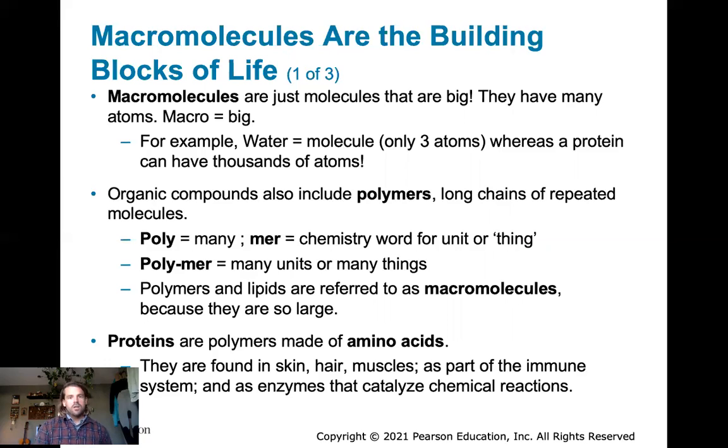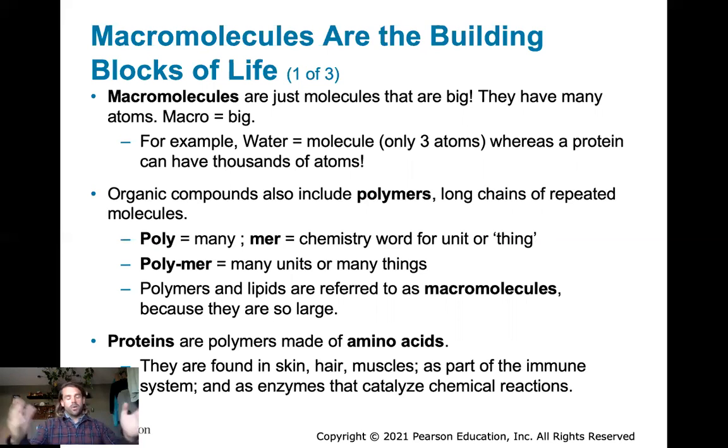And macromolecules tend to fall into these categories of polymers. They don't need to, but a lot of the biologically important macromolecules are called polymers. And now polymers are just long chains of repeated molecules. So breaking this word down, poly means many. Mer is a chemistry word for thing, so a polymer is just many units or many things. All right, so polymers and lipids are referred to as macromolecules because they're so large.